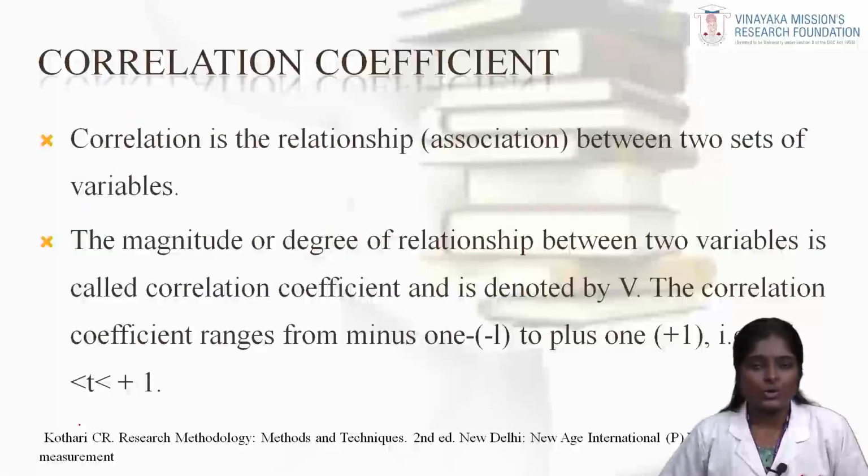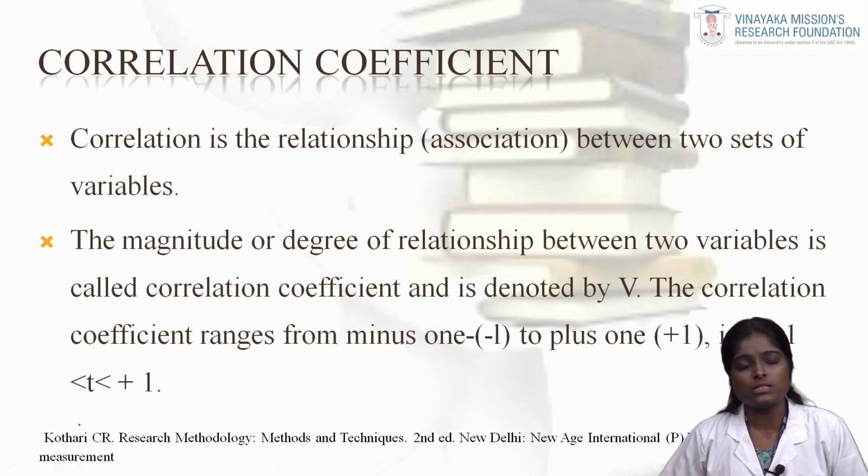Coming to the correlation coefficient, this is also a hypothesis test wherein we do not give an exact result. This is just the relationship between one variable and the other. Correlation is the relationship between two sets of variables. The magnitude or degree of relationship between two variables is called the correlation coefficient, represented by r. It can vary from -1 to +1, and the mid value is 0. 0 means there is no correlation between the two variables. -1 means when one variable increases, the other decreases. +1 means when one variable increases, the other also increases.